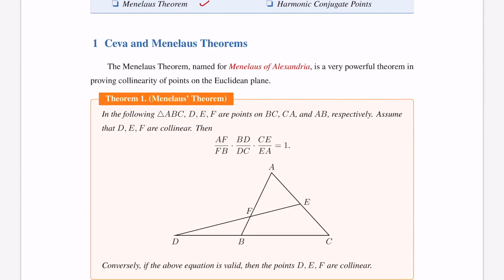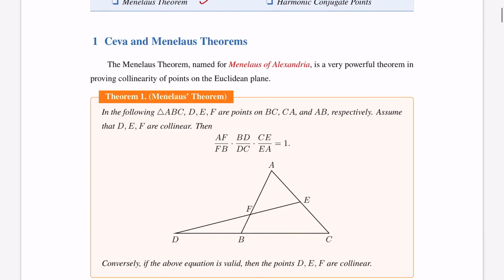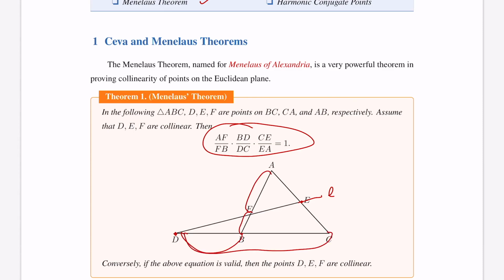The setup of Menelaus's theorem is actually quite simple. We have a triangle ABC, and suppose DEF is a line passing through the 3 sides of triangle ABC. This line intersects AC at the point E, intersects the side AB at point F, and intersects the extended line of the side BC at point D. With this very simple setting, we are able to get the following interesting identity. Namely, AF over FB, times BD over DC, times CE over EA. If you multiply these 3 ratios together, you get 1.